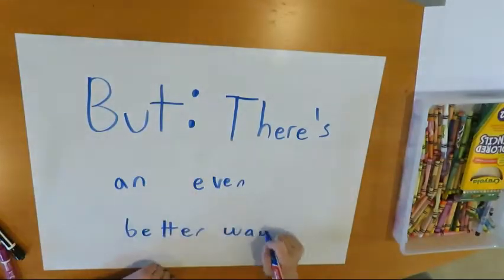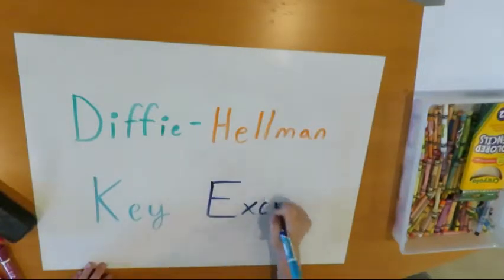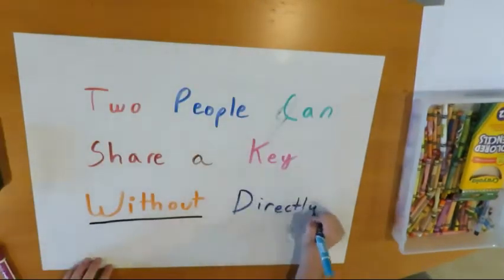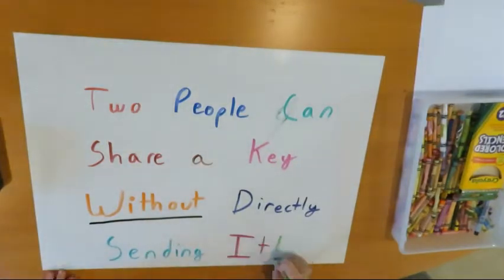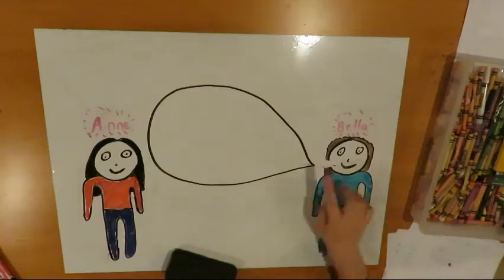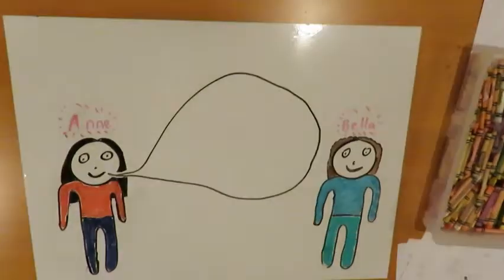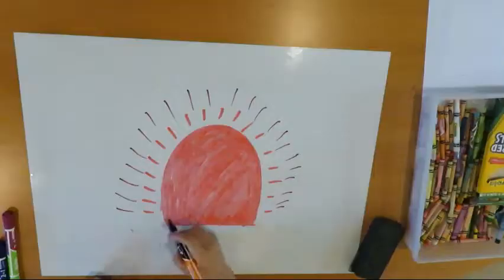But there's an even better way. It's called Diffie-Hellman Key Exchange. It's a way for two people to create and share a key without ever transmitting it. Whoa! How does it work? Diffie-Hellman relies on modular exponentiation.